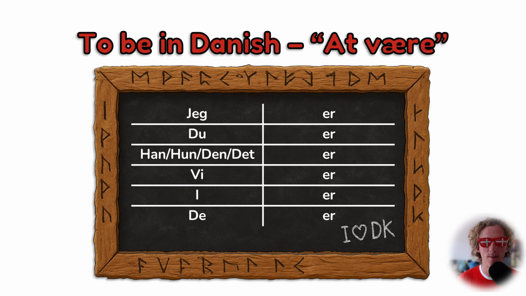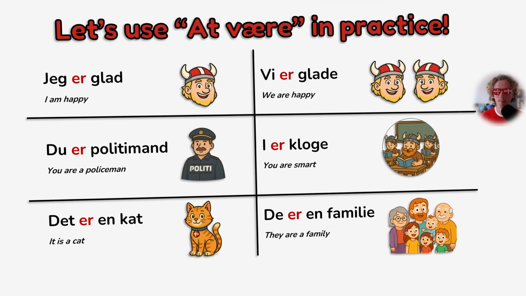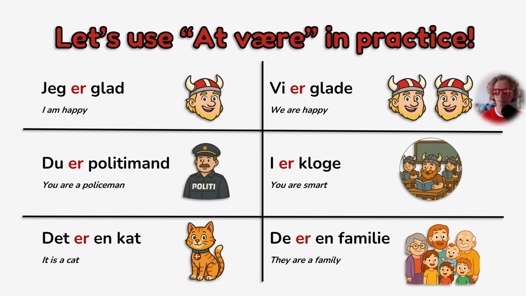Now take a look at some practical examples here. So for I, and we also look at some adjectives here at the same time. Jeg er glad. I am happy. Du er politimand. You are a policeman. Det er en kat. It is a cat. Vi er glade. We are happy. I er kloge. You are smart. De er en familie. They are a family.